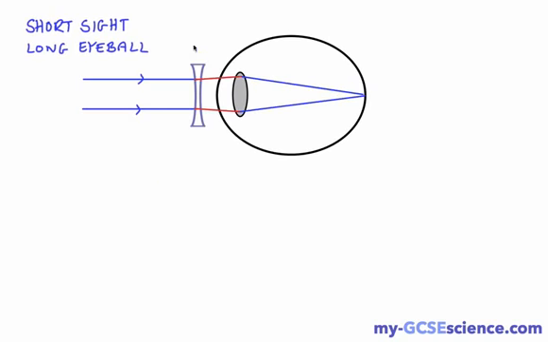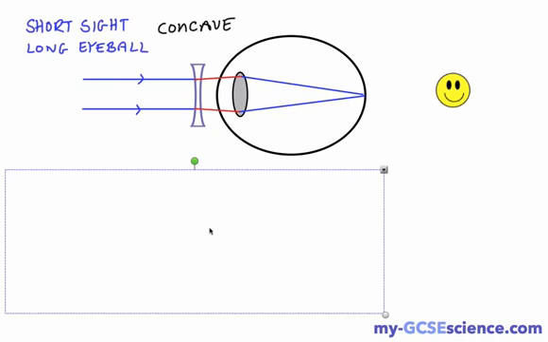So if we use a diverging or a concave lens, that will spread the light rays out a little bit. I've done them in red here. They don't actually change color, but this is just so you can see. But the light rays are spread a little bit, they are diverged, so that the image will then focus correctly on the retina, and you'll see a much sharper image of what you're looking at.